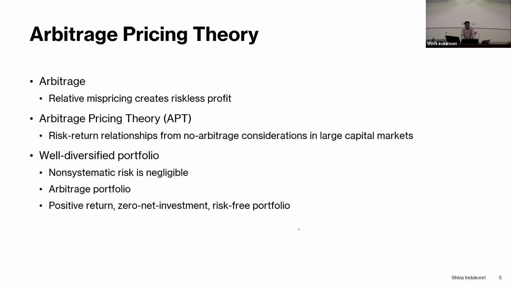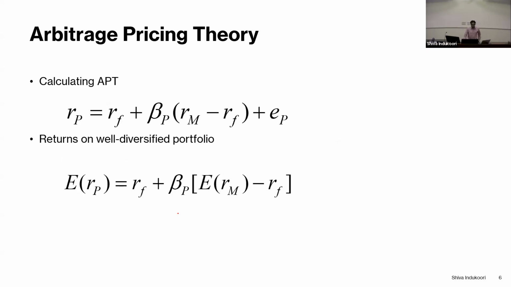So coming to arbitrage pricing theory, they say there are risk-return relationships from no-arbitrage considerations in large capital markets, and there is no systematic risk, which is negligible. You can have an arbitrage portfolio: positive return, zero net investment, risk-free portfolio. It is simply called free money. Nothing is there except your brokerage or transaction charges. That is arbitrage.